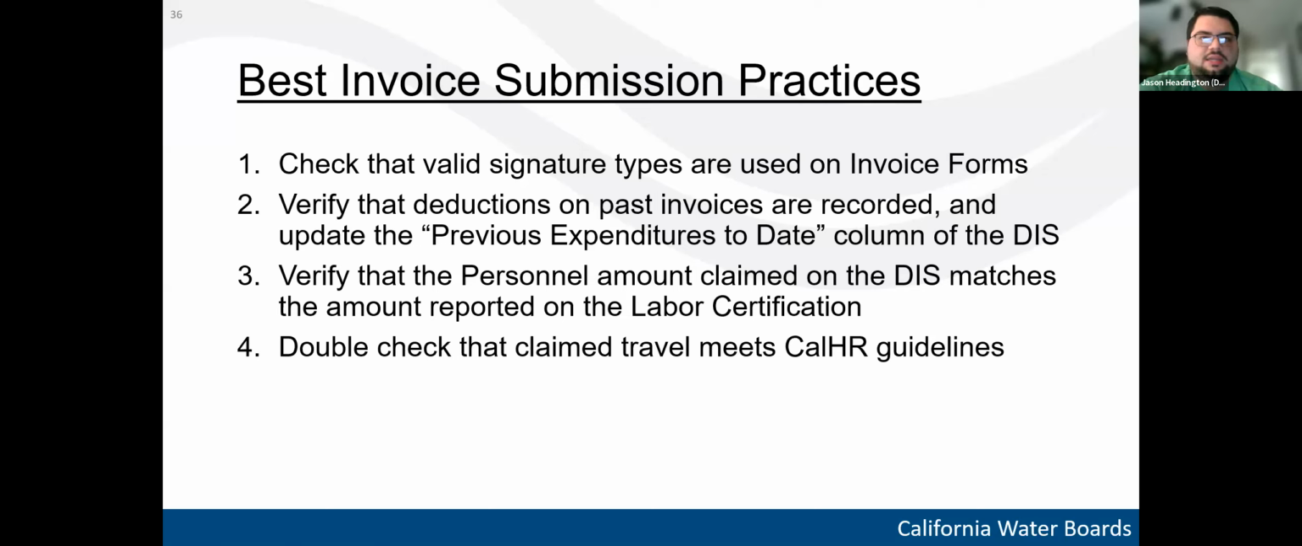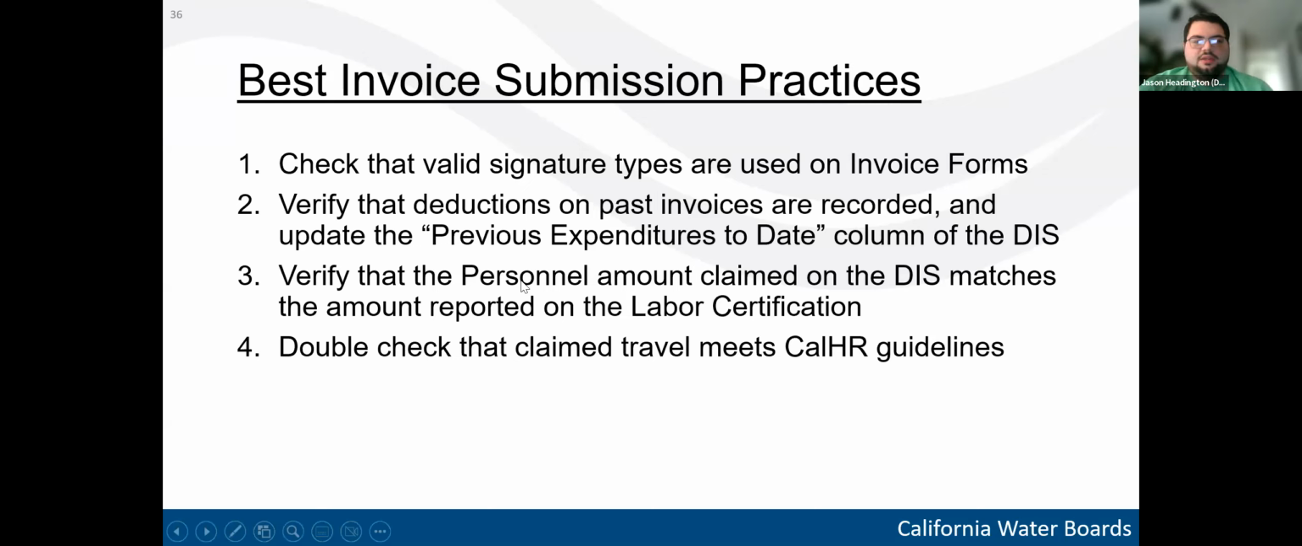So oftentimes we'll make a deduction on an invoice, but then the next invoice after that comes in and that deduction wasn't applied to the previous expenditures. So just make sure that as you receive invoice approval notifications, note down if there's been any deductions and make sure those apply to the next invoice.